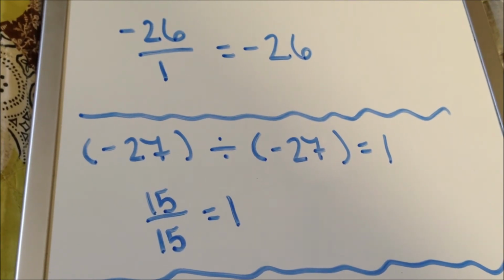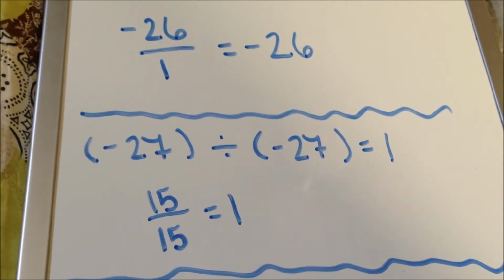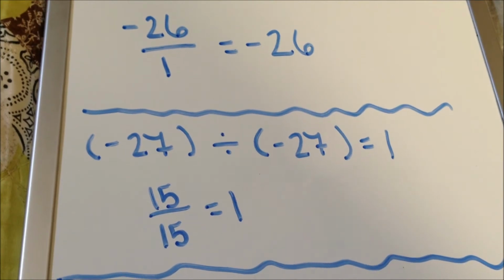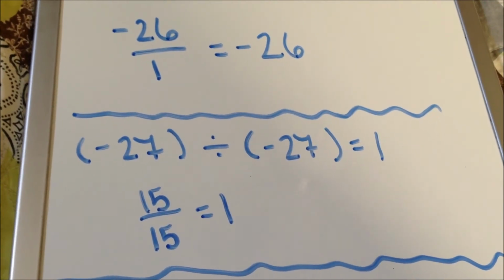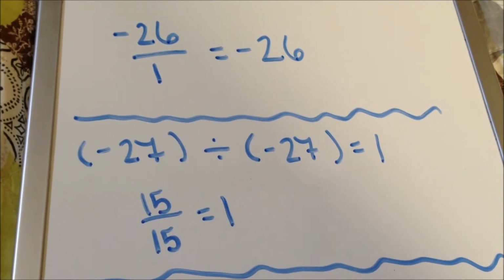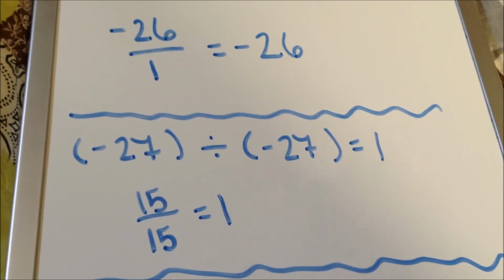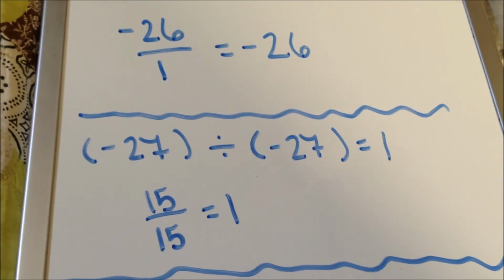Let's look now at a number divided by itself. For example, negative 27 divided by negative 27 equals 1. Or 15 divided by 15 equals 1. So a number divided by itself will always equal 1. The only exception would be 0.